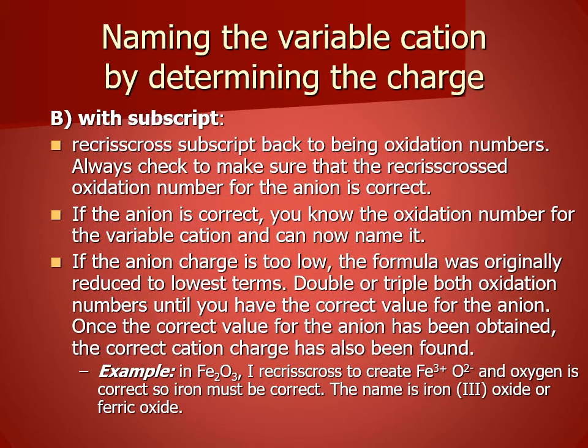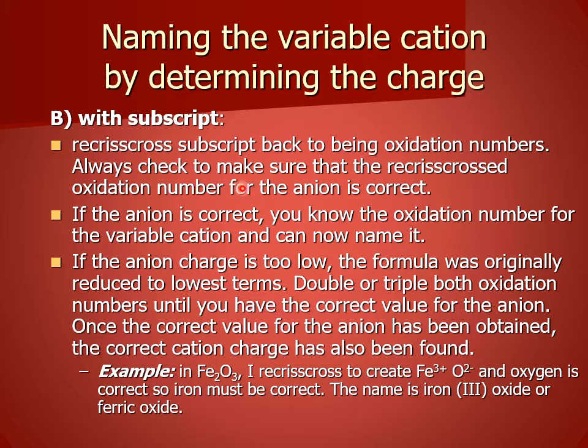What if you have subscript? Well, if you have subscript, that subscript came from crisscrossing unlike charges. And so we can just reverse the process by re-crisscrossing the subscript back up to the charges, which are, I guess, superscript. And then we can name from there. So what does this say specifically? Re-crisscross the subscript back to being oxidation numbers.